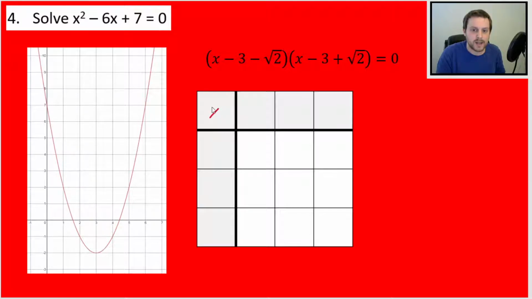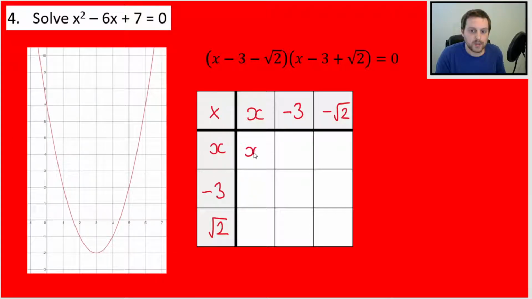So anyway, let's do our grid method. So x, a minus 3, and a minus root 2. We've got an x, a minus 3, and a positive root 2. So what's the idea? Well, we're going to work out what goes in our grid. We'll simplify, and we're supposed to get this. It doesn't look like we will, does it? It looks like we're going to get something horrible, but watch what happens.